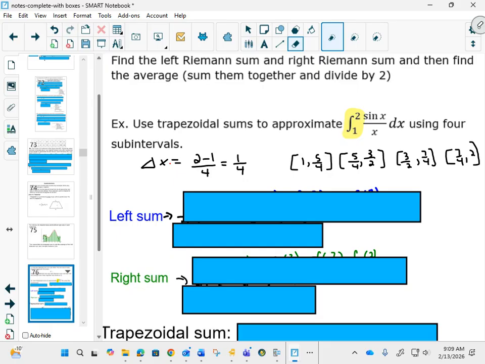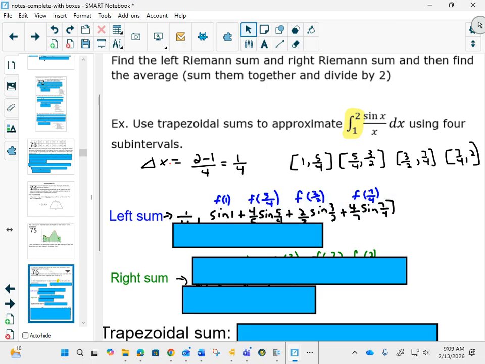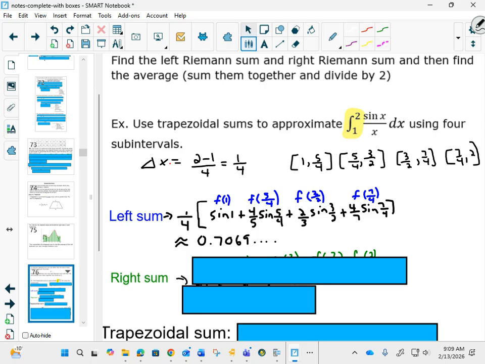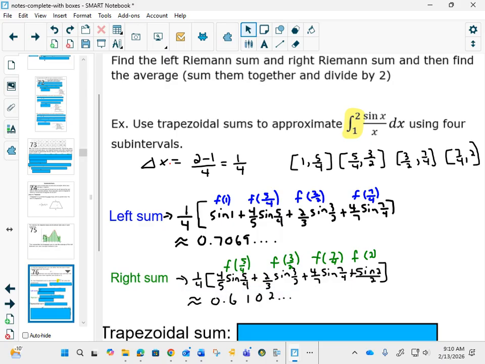For me personally, I do like to do your left sums. To do your left sums, you'd have to find all of your left points: f of 1, f of 5/4, f of 3/2, and f of 7/4. To find your right sums, you'll need to plug in all of your right values.